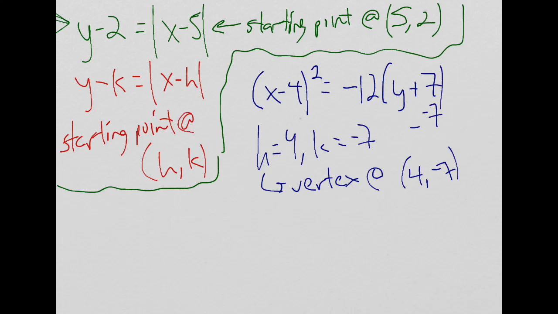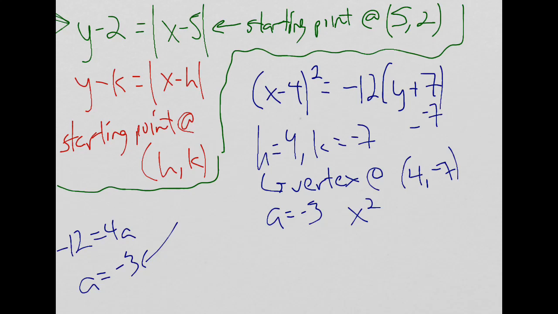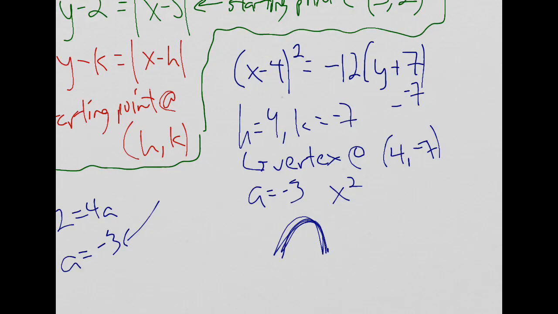Well, 12, I'll do some scratch work over here. Negative 12 is equal to my 4a. So if I divide by 4, I get a equals negative 3. Since that's negative, I'll write a equals negative 3. What that tells me, and since it's an x squared, I know that it's a parabola that opens down, because the x squared tells me up or down. The negative tells me that it's the downside of that.